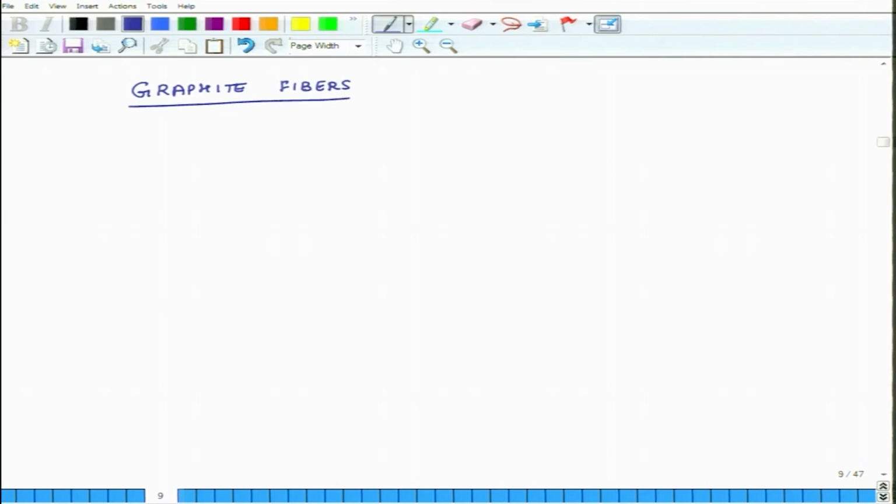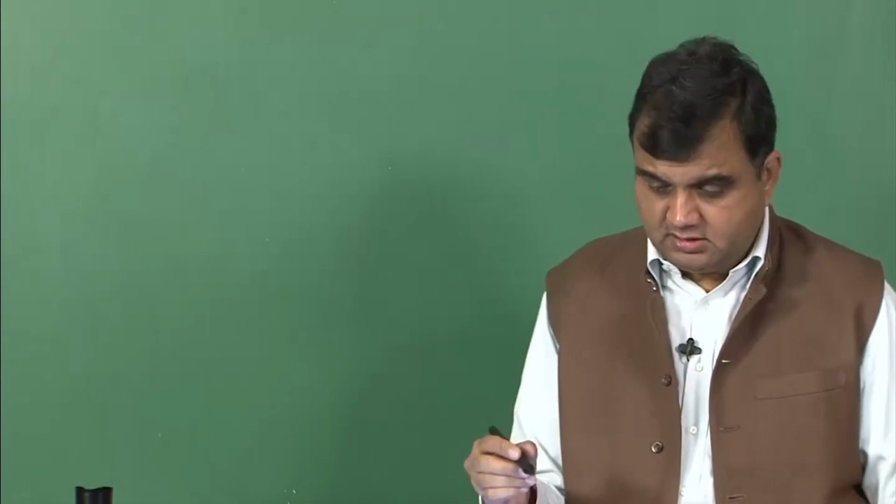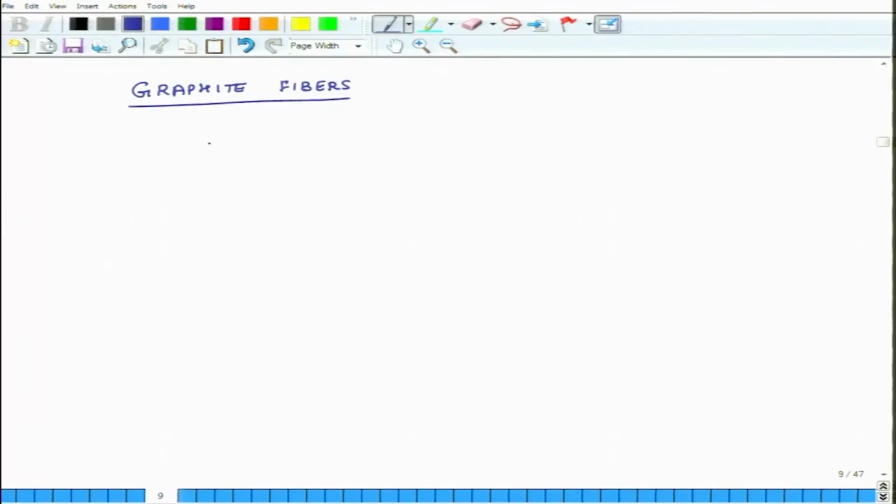Graphite fibers. If you look at pure graphite, for instance, the piece of lead in your pencil is graphite, and if it is super pure, then it is pure graphite. What is the structure like? If you look at the graphite structure, it is made up of carbon atoms, and graphite has a layered structure.